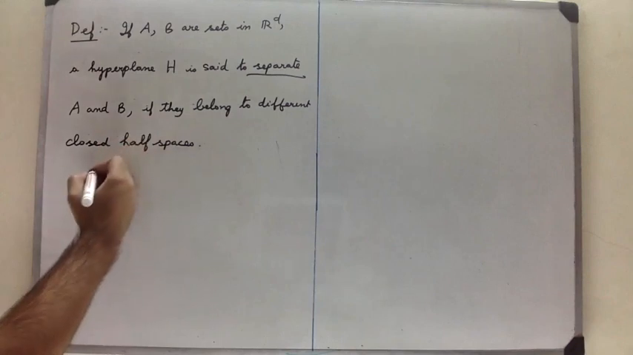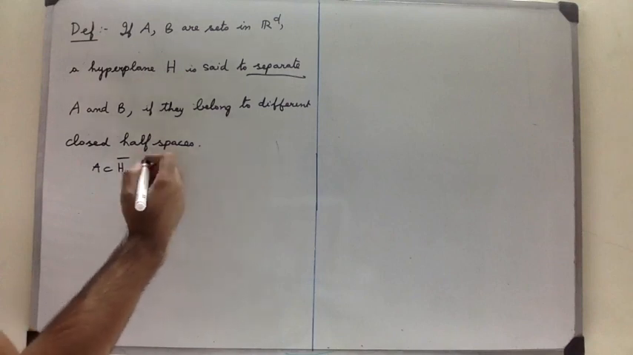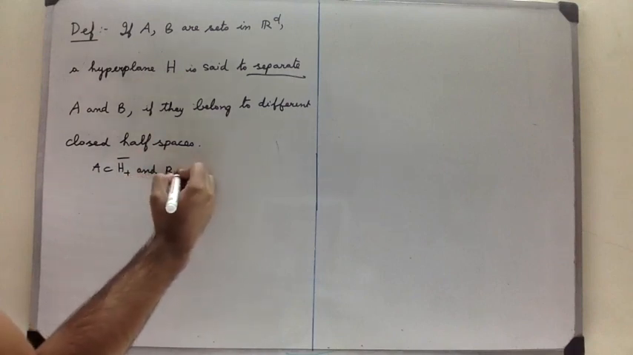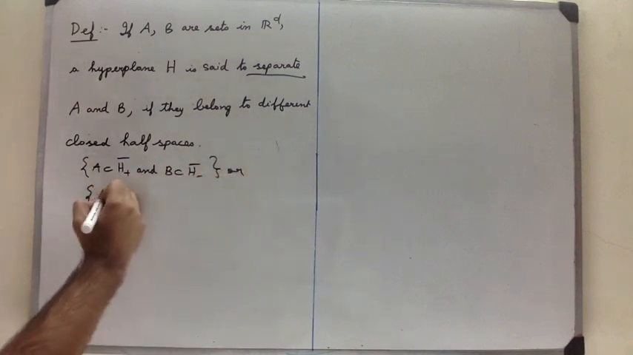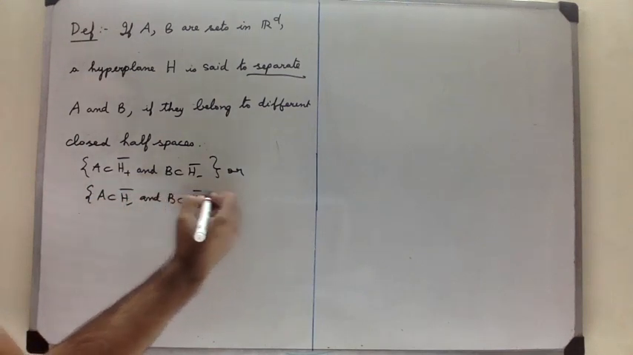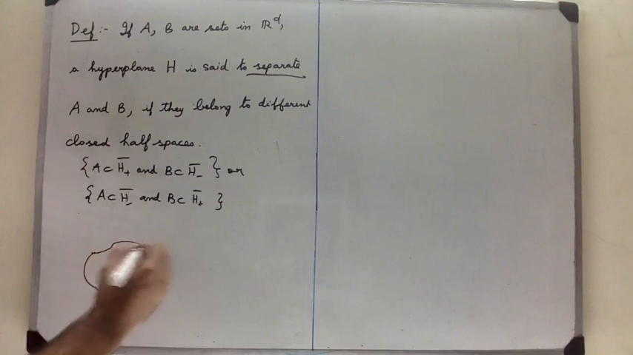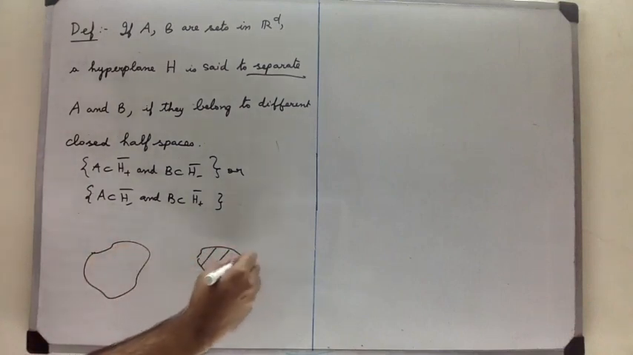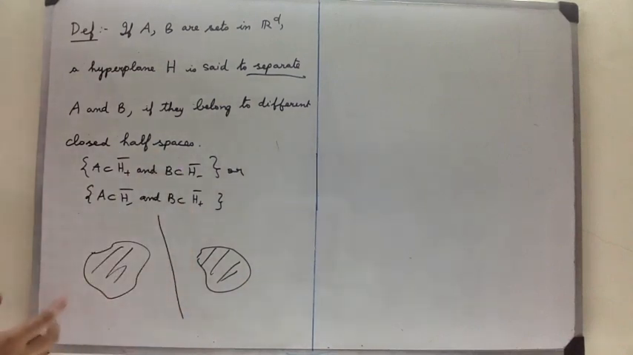That is, A could belong in H plus bar and B could belong in H minus bar. Or A could belong in H minus bar and B could belong in H plus bar. So for example, if you look at two sets like this in R^2, you can readily separate them using this line. But now we explore certain conditions under which convex sets can be separated.